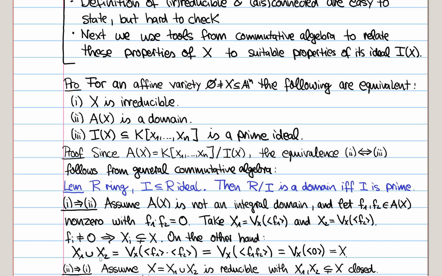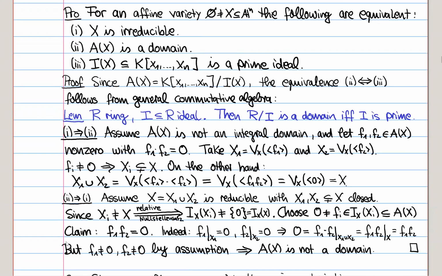For the converse direction, you have to have kind of one idea. So assume that X is reducible and these two subsets are closed, then we need to show that A is not a domain. And well, if we have this strict inclusion, this means now we go to this kind of level of ideals, of relative vanishing ideals.